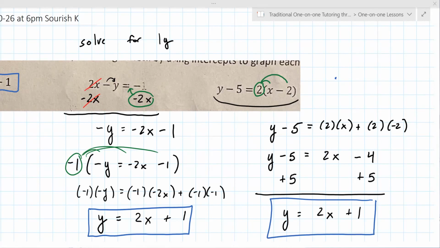Let me know when you get all that copied down. Okay, I got it. You got it?